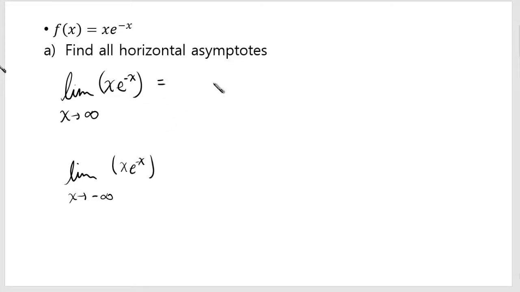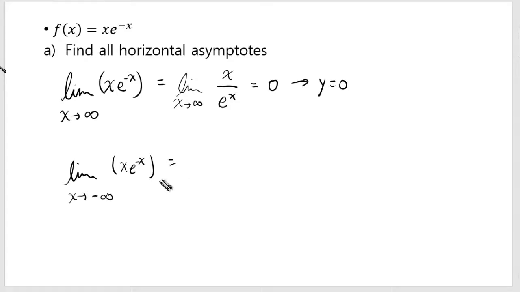So here we have x over e to the x, because negative powers are 1 over. Negative powers mean reciprocal. And we learned earlier that exponential functions increase faster than any polynomial. So this will just become 0, which means y equals 0 is a horizontal asymptote. Okay, let's try the same thing here.